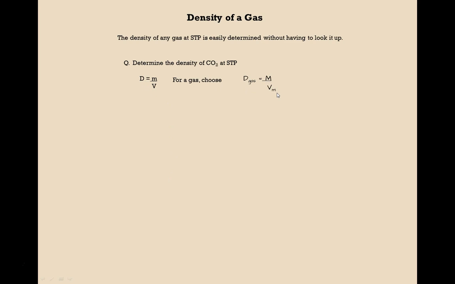We know the molar mass of carbon dioxide from the formula. We know what the molar volume is at STP. So if we just put these numbers in, 44 is the molar mass of carbon dioxide, we get 1.96 grams per liter. Well, let me go back up here for a moment.